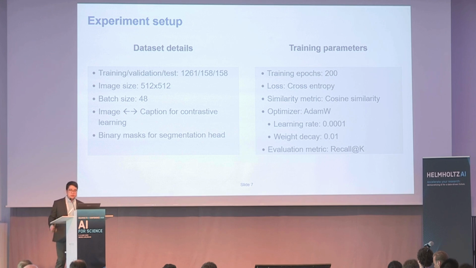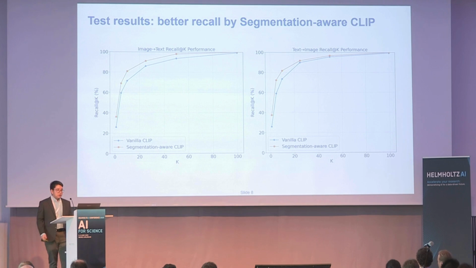We optimized this using AdamW optimization, and as the evaluation metric to see how the images are aligned to the textual description, we used recall. After training, we tested it on the test data, and we show here that the segmentation-aware CLIP, compared to the vanilla CLIP, gives better recall scores on both image-to-text and text-to-image.